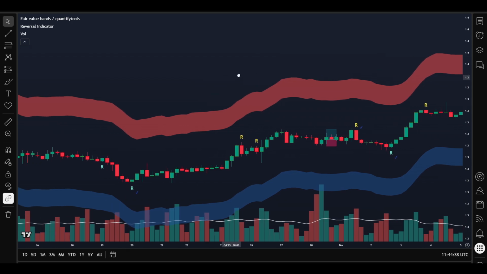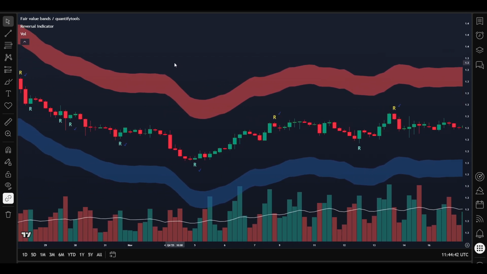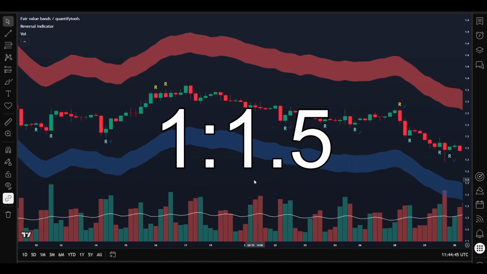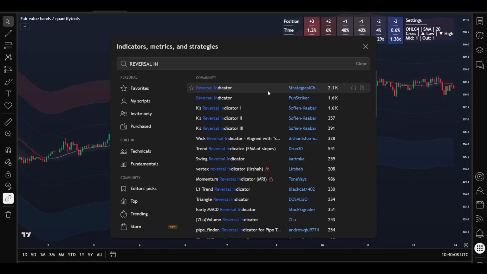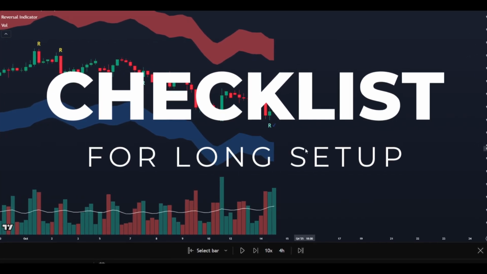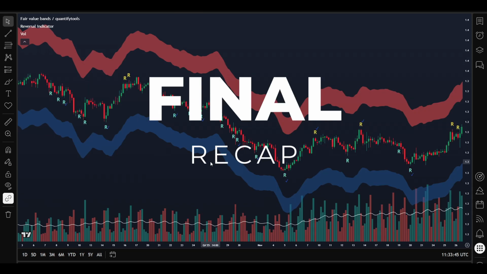I'm demonstrating on a standard chart on 1-hour time frame, but the workflow works on any liquid market and any time frame. Risk to reward is fixed at 1 to 1.5, so results are easy to compare. I'll add the tools, lock the settings, run the long checklist with a live style example, then the short checklist with an example, and wrap with a quick recap you can copy step by step.